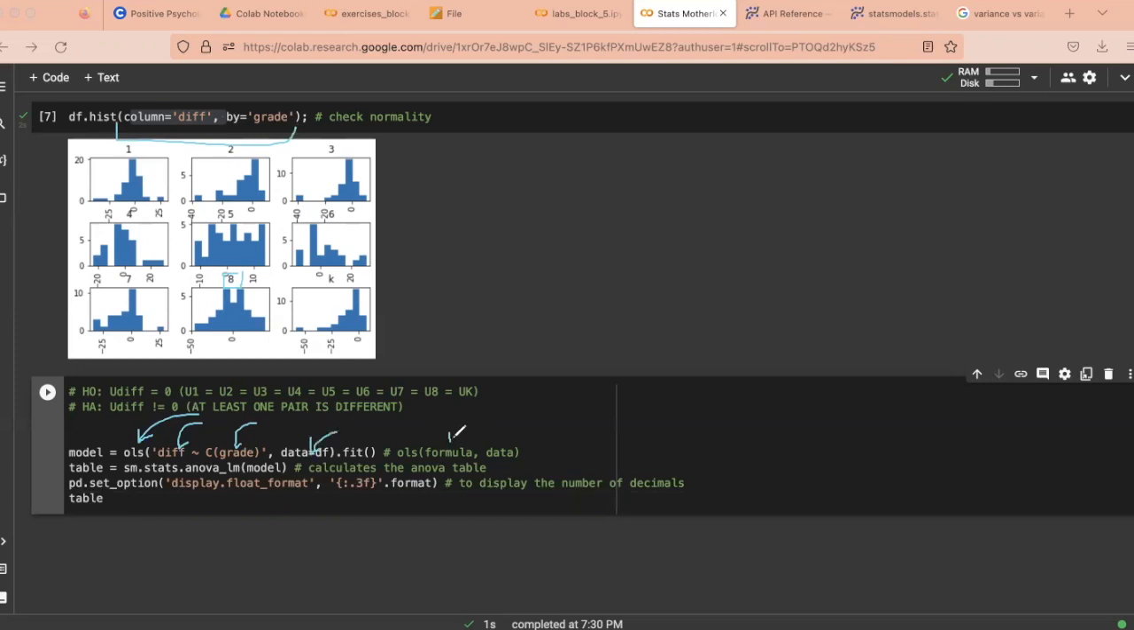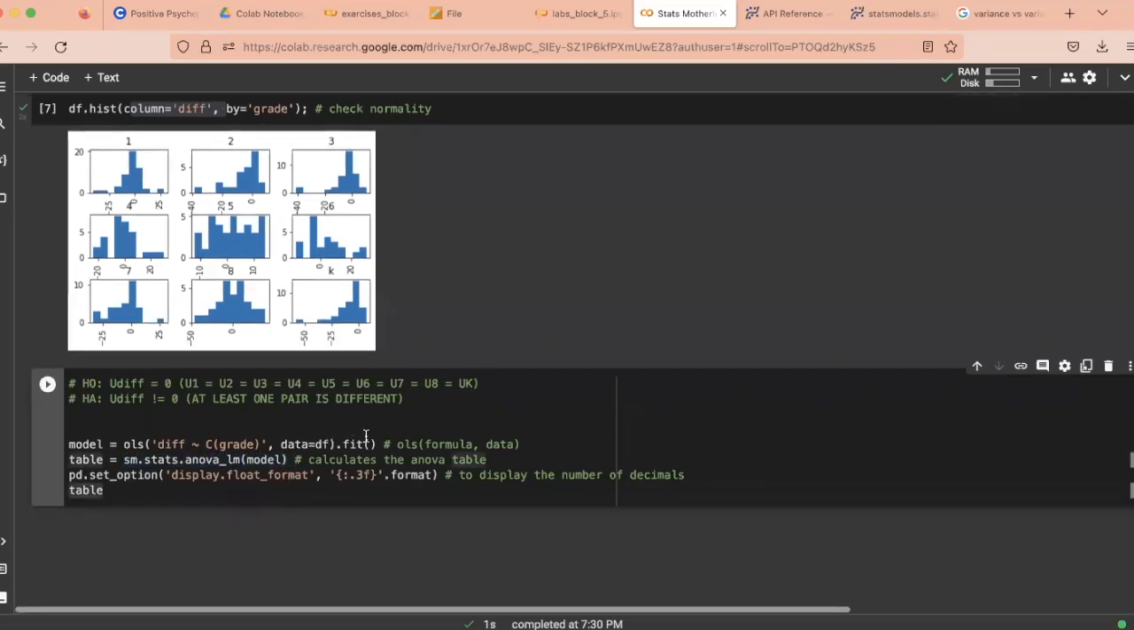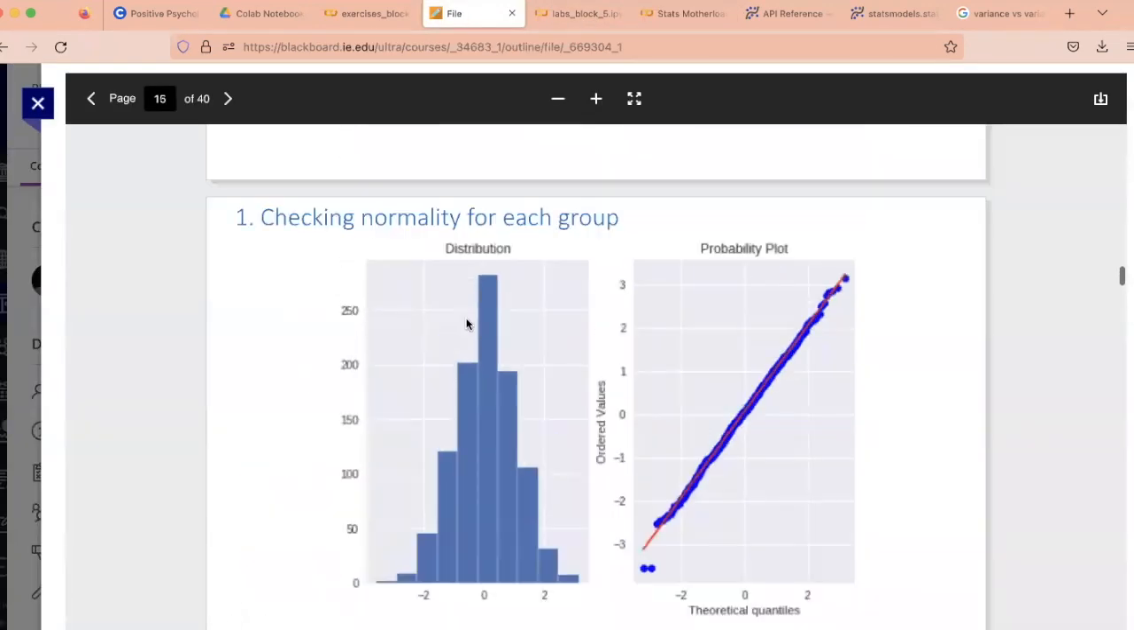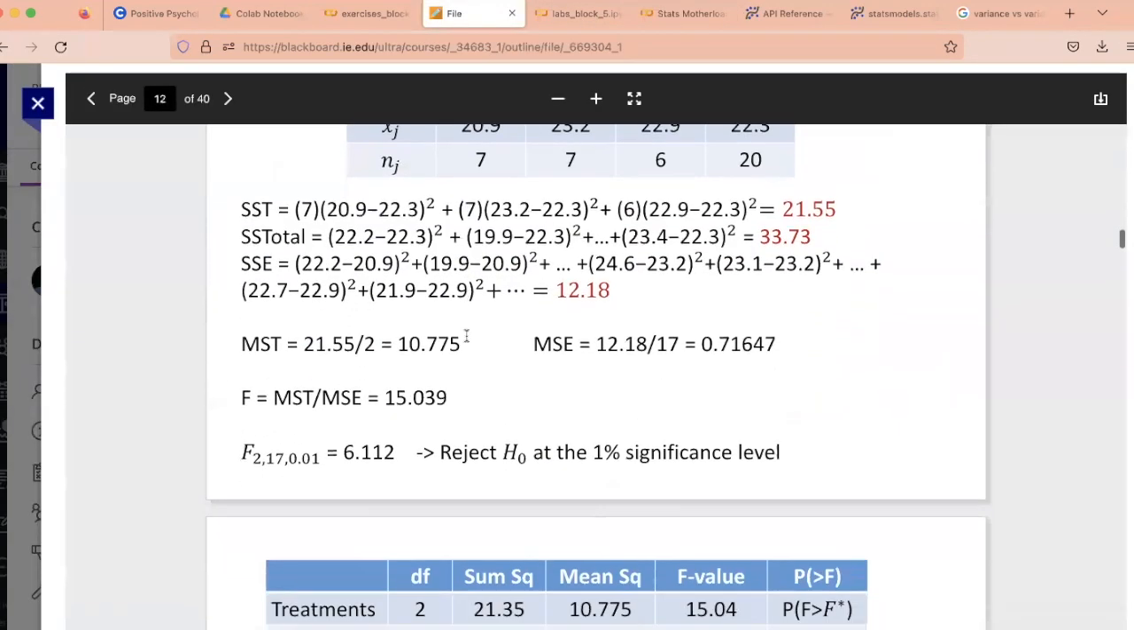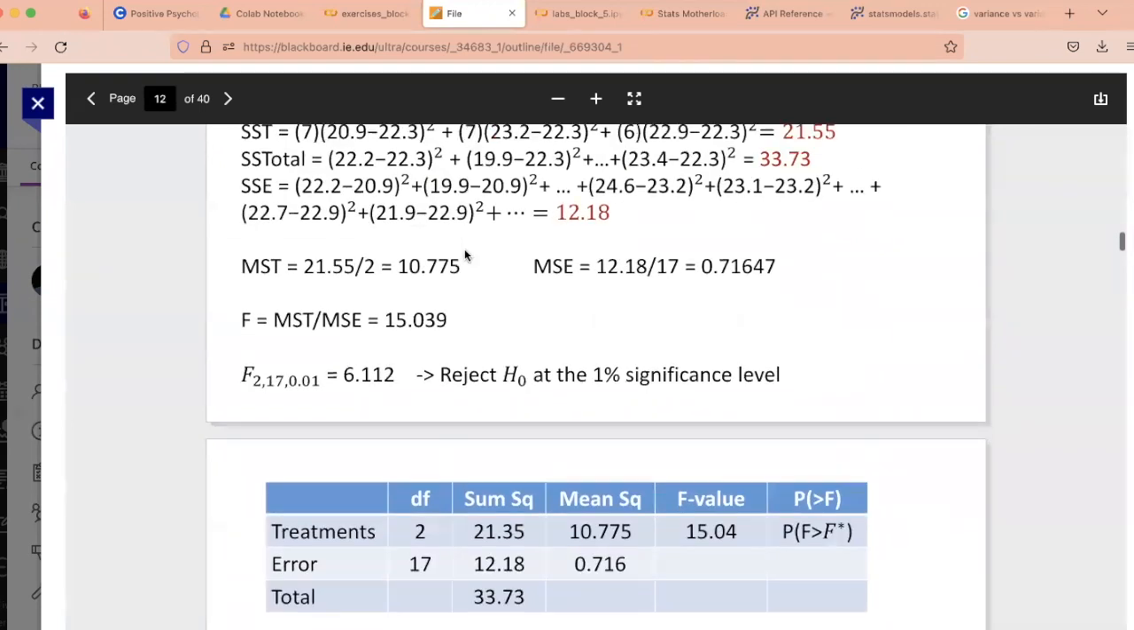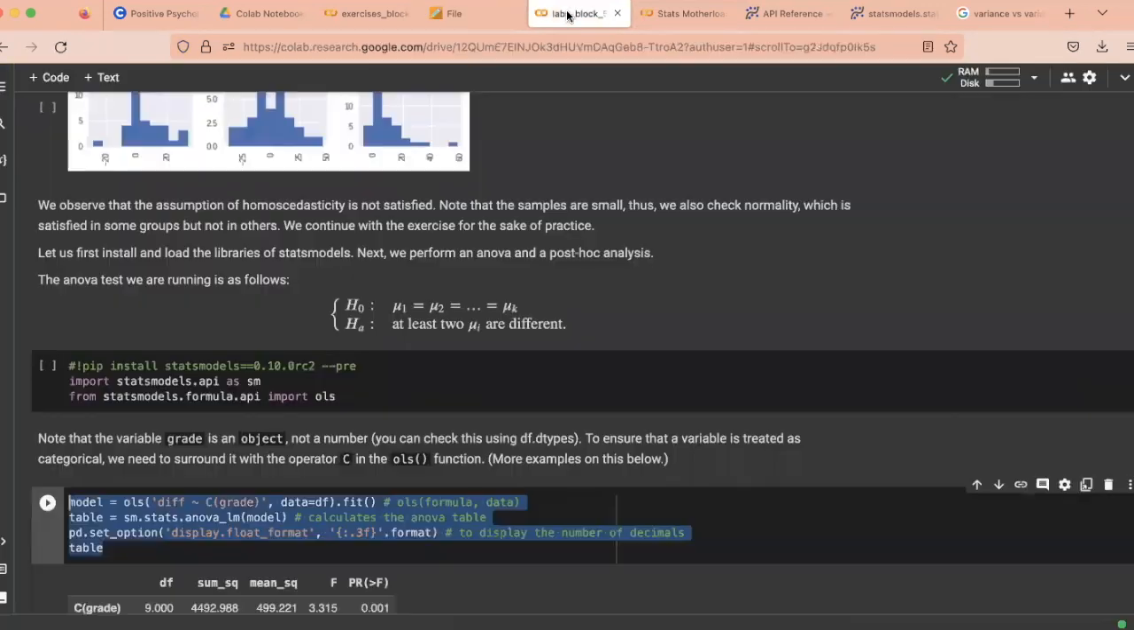And it tells you here in the teacher's annotations that you go formula and then where you're getting it. And next up, you do sm.stats.anova_lm of the model. So this actually does the ANOVA calculation for you, which is the whole thing we saw here. It does every single one of these here for you.